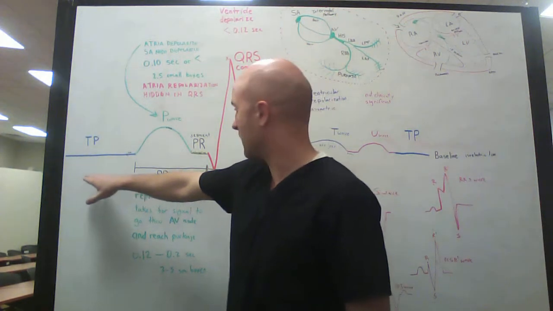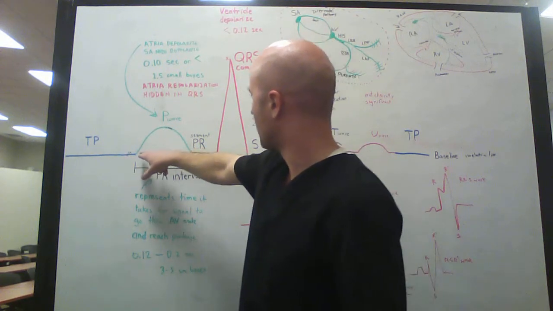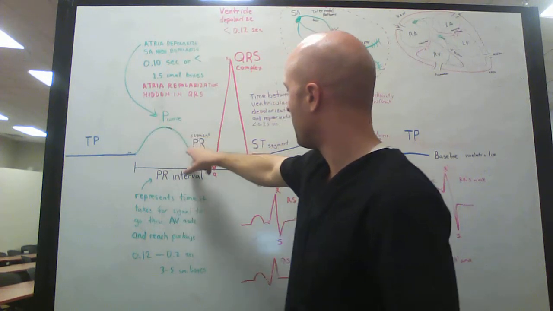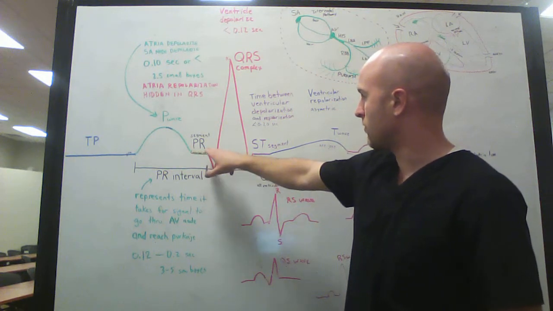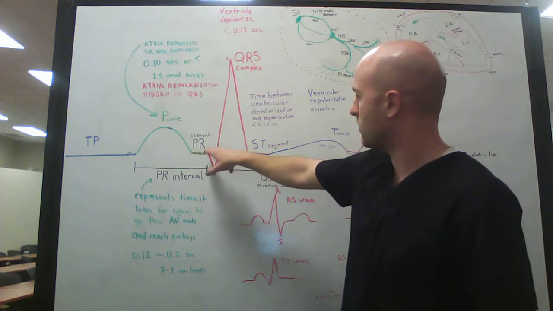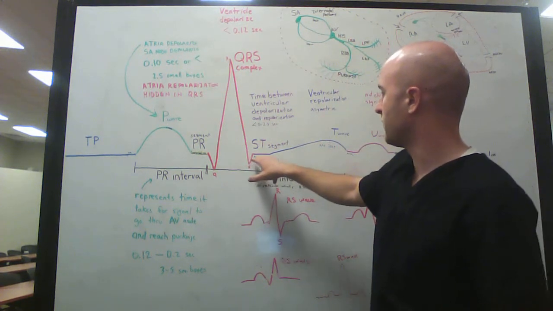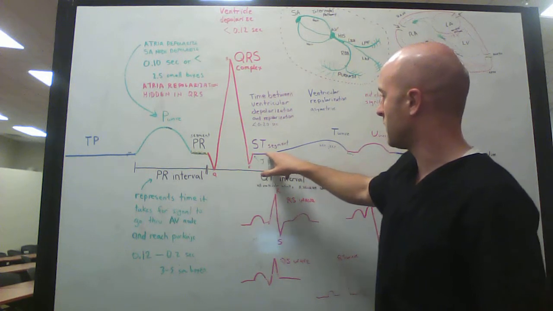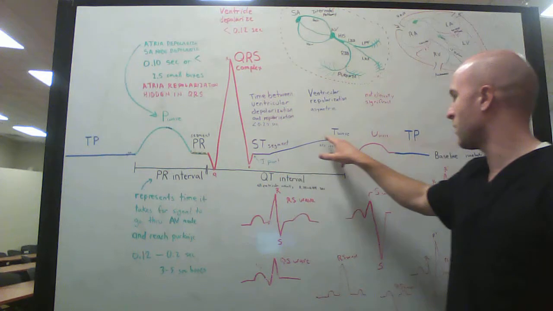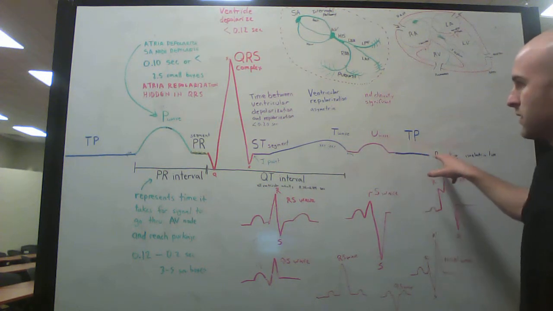Starting out, we have the TP region here, which is then going to go into the P wave, followed by the PR segment, which is then followed by the QRS complex. So we've got the Q wave, the R wave, and the S wave. Then we hit the J point right here. Then we go into the ST segment, followed by the T wave. Then we have the U wave, and go back into the TP.